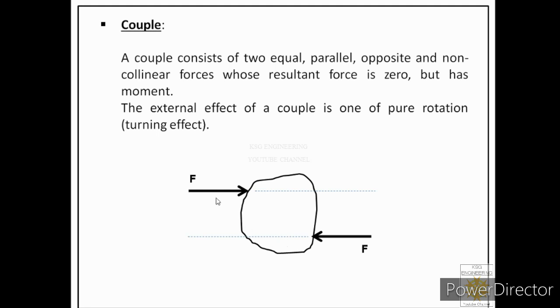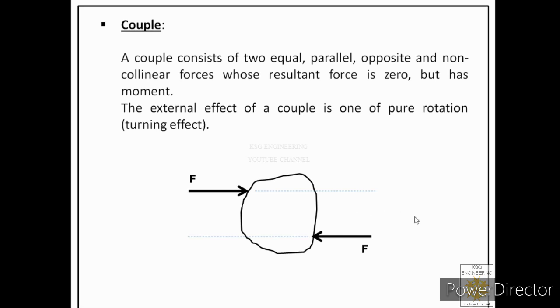So the resultant of these two forces will be zero, because if we are taking this force as positive because it is acting towards the right direction, then we have to take this force negative because it is acting in the left direction, that is the opposite direction. So if we add these two magnitudes, it will be equal to 0. And we know that a couple produces a pure rotation on the body.